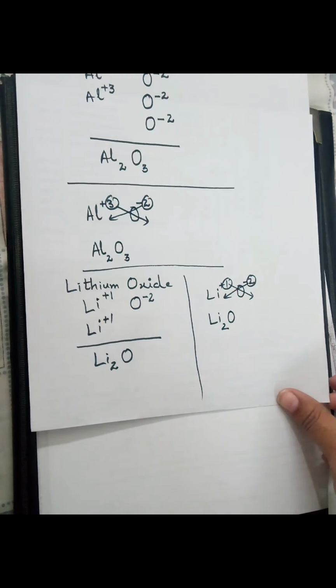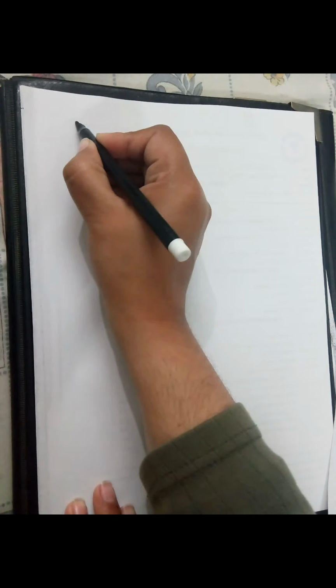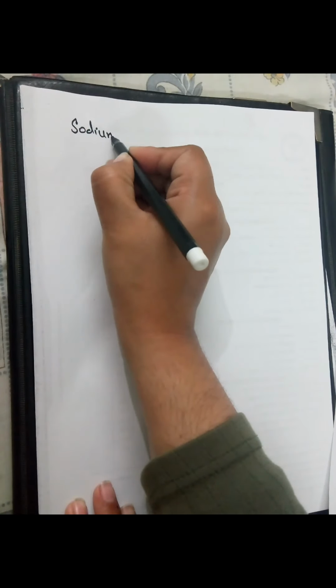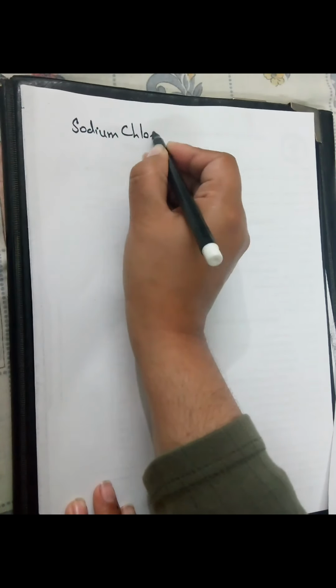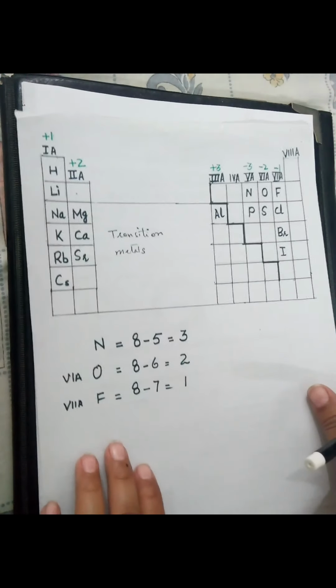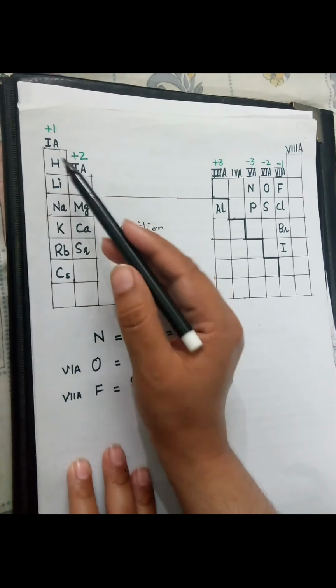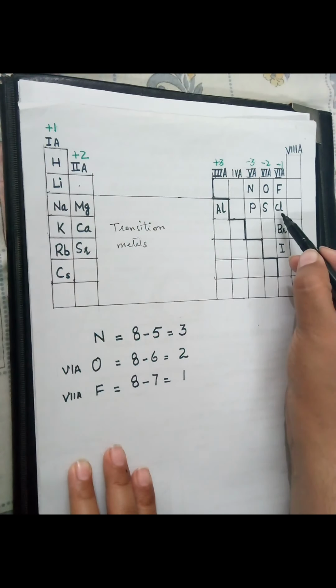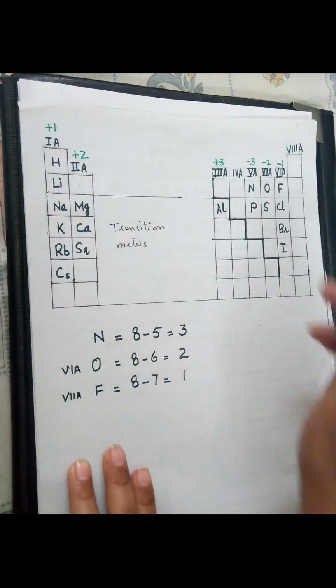I would take more examples. Sodium chloride, also known as common salt. Now look at the periodic table. Sodium belongs to first A group, positive 1 charge, and chloride or chlorine belongs to 7th A group, negative 1 charge.